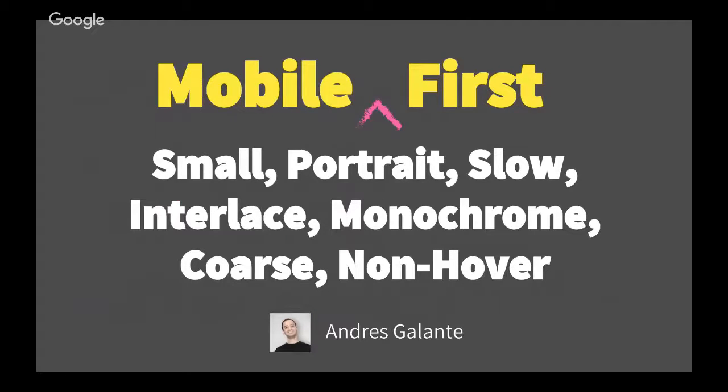So a gentleman by the name of Andres Gallant wrote a great article for CSS Tricks about putting all of them together. Mobile, small, portrait, slow, interlace, monochrome, coarse, non-hover first. Oof, that's a mouthful. Mobile first was a great starting point when we were first figuring out what this whole responsive design thing was. But in our everything has a browser now future, this update on the term provides a rock solid future-friendly foundation to build from.